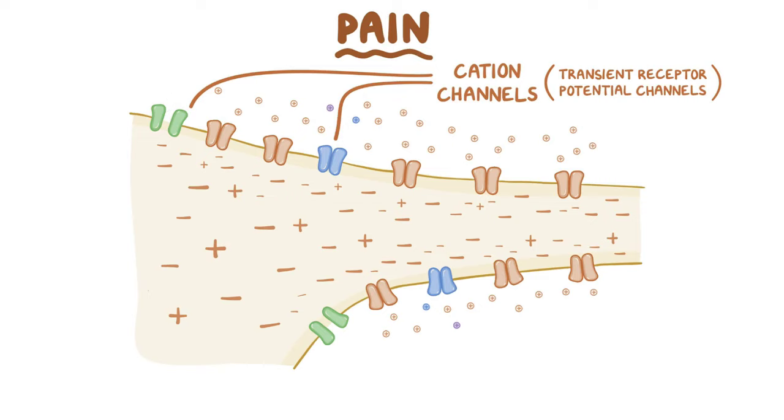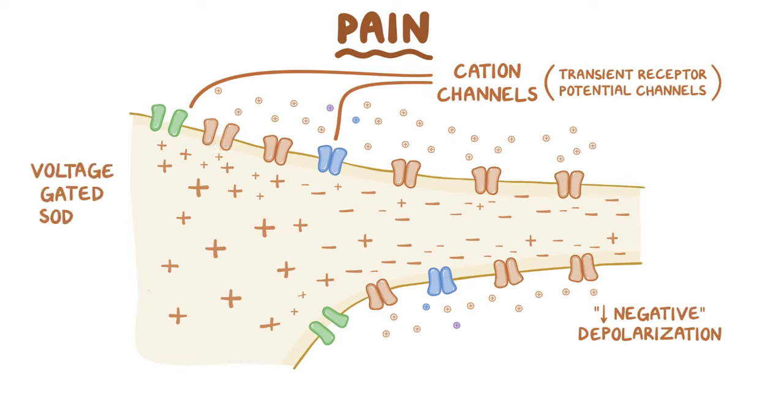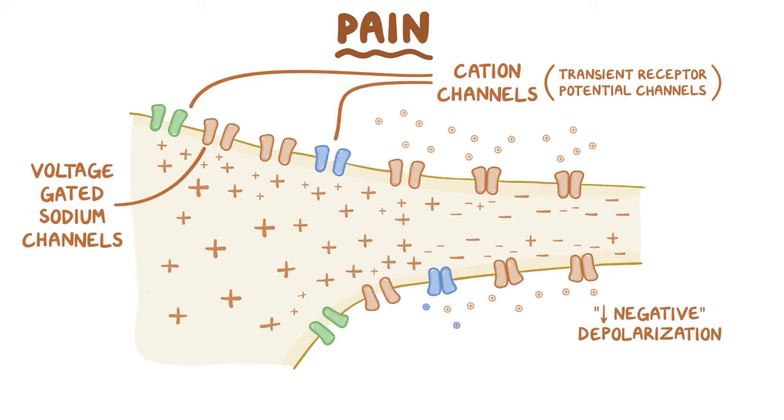The extra positive charge that flows in makes the cell less negative, which is called depolarization. This depolarization causes nearby voltage-gated sodium channels to open up as well, setting off this chain reaction that continues down the entire length of the axon.